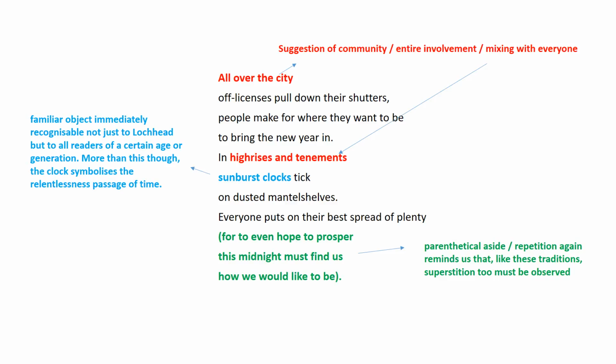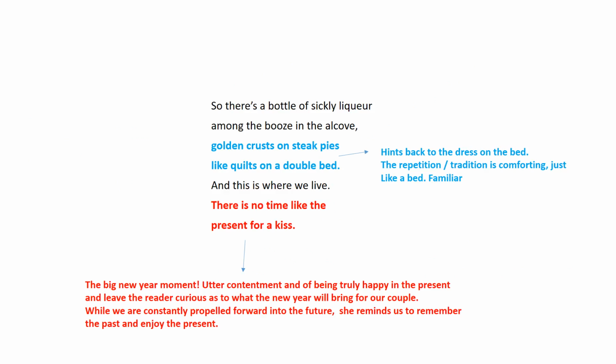We then have some parentheses here again, and it's repeated from earlier, again reminding us that superstitions and traditions must be observed. So there's a bottle of sickly liquor among the booze in the alcove, golden crusts on steak pies, like quilts on a double bed, and this is where we live. There is no time like the present for a kiss.